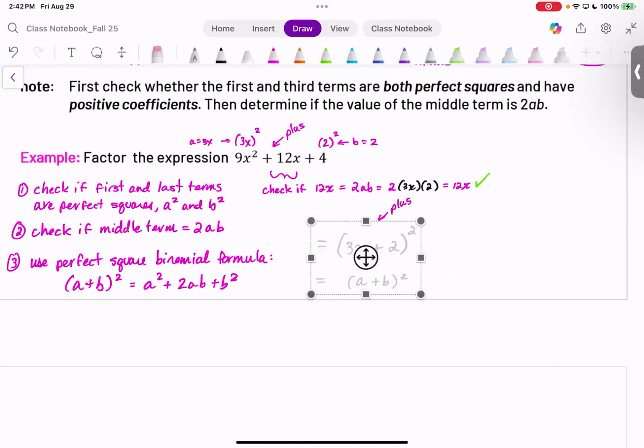And that's just really a lot more simple than it would be if we had wanted to use our AC rule or a trial and error method.